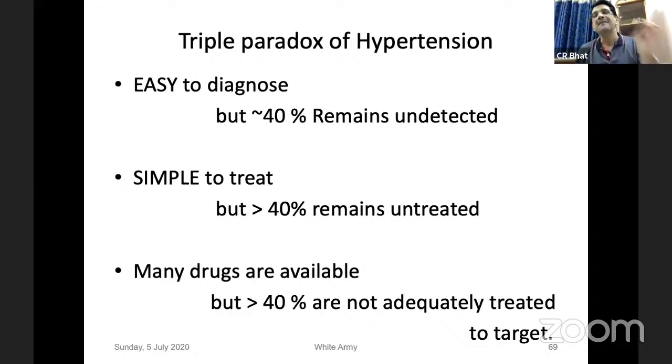Easy to diagnose, but 40% remain undiagnosed. It is simple to treat, but in spite of that, 40% are untreated. And among those in the treated category, 40% remain inadequately treated, not reaching the target. So that is called the triple paradox of hypertension. We need to break this to prevent cardiovascular morbidity.